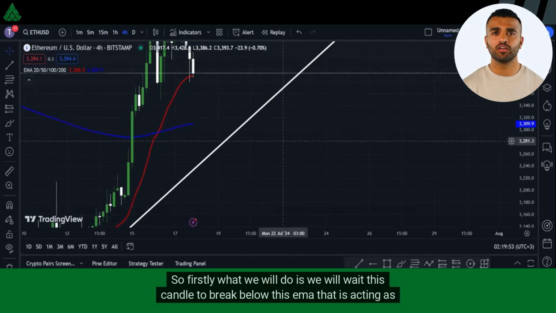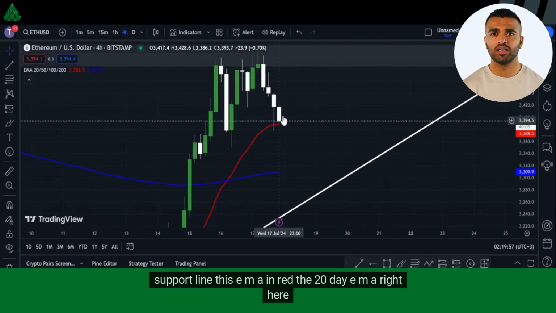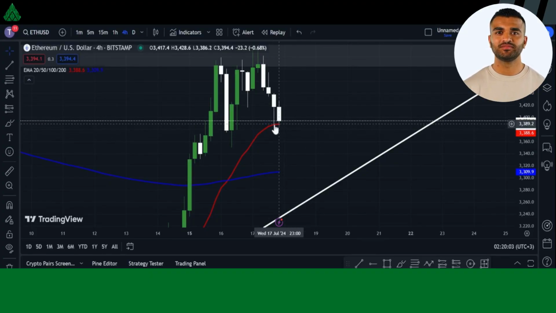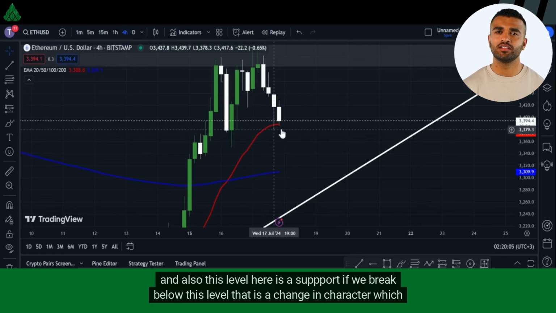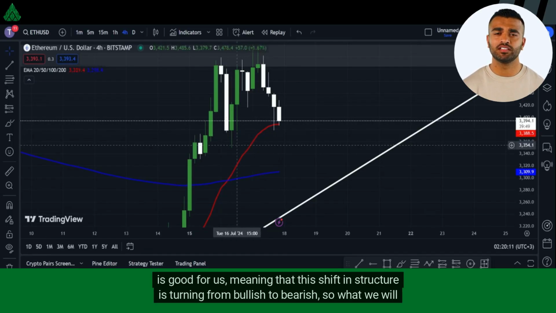So firstly, what we will do is we will wait for this candle to break below this EMA that is acting as a support line. This EMA in red, the 20-day EMA right here. And also, this level here is a support. If we break below this level, that is a change in character, which is good for us, meaning that this shift in structure is turning from bullish to bearish.